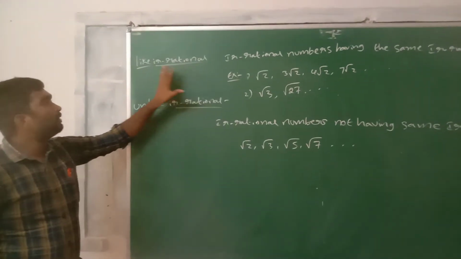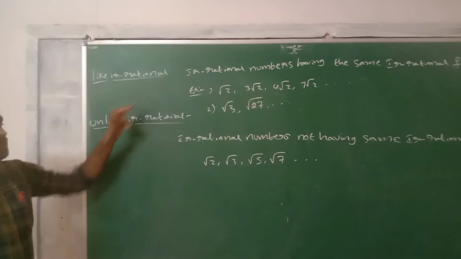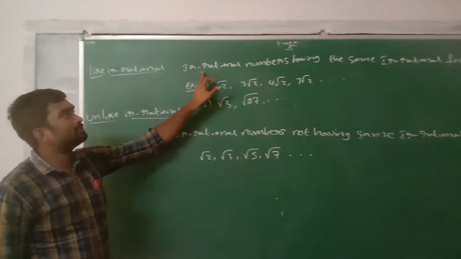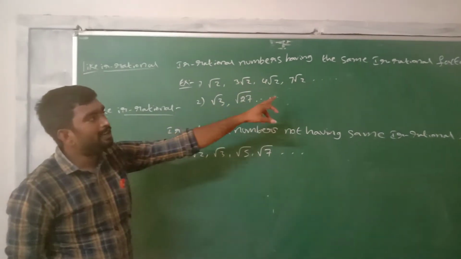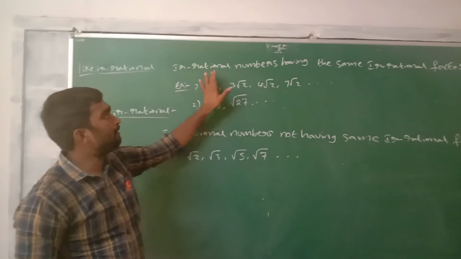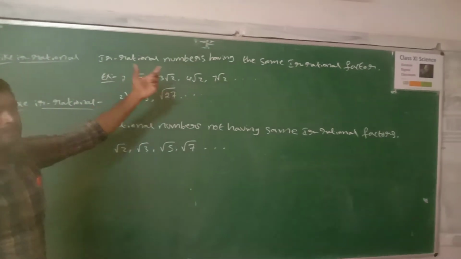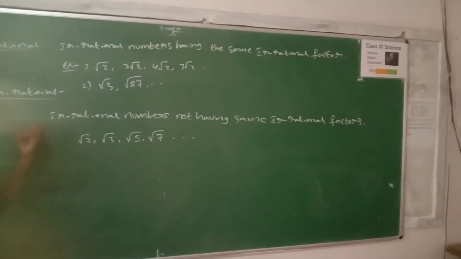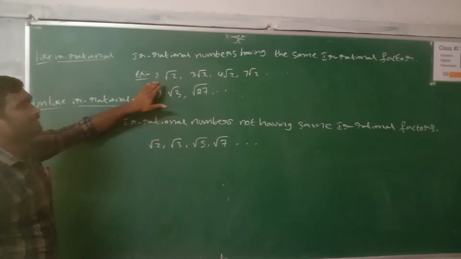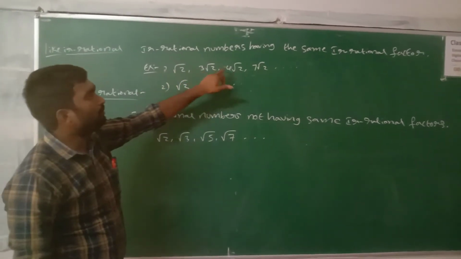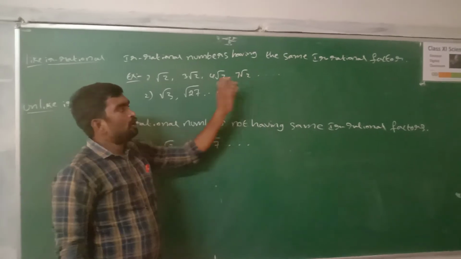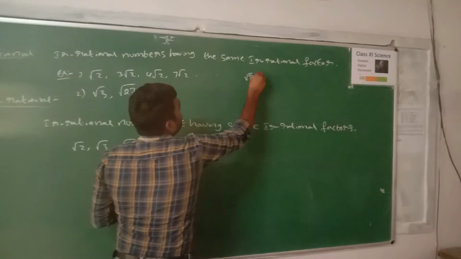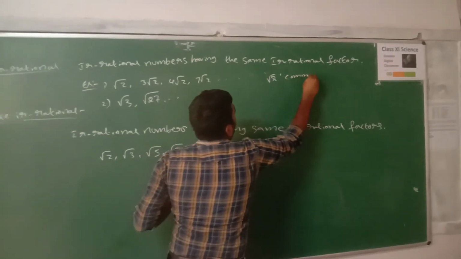Irrational numbers are of two types: one is like irrational numbers, and the other is unlike irrational numbers. Like irrational numbers means irrational numbers having the same irrational factor. Irrational numbers not having the same irrational factors are the unlike irrational numbers. Examples of like irrationals: root 2, 3 root 2, 4 root 2, 7 root 2, and so on. In these, root 2 is the common factor of all.